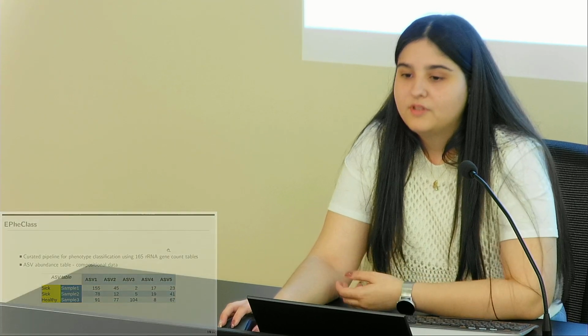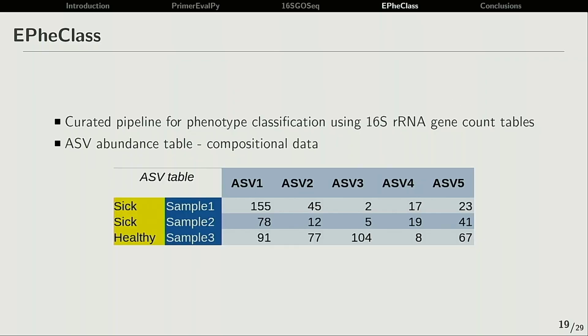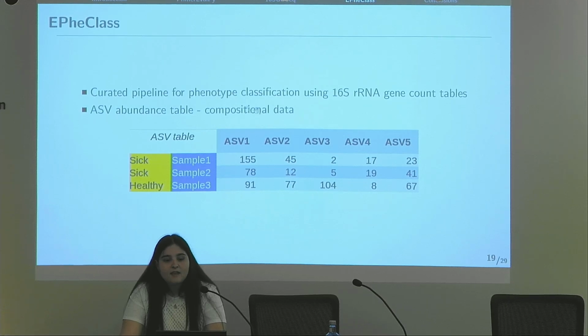So we propose F-class, which is a curated pipeline for phenotype classification. In this case, this is classification based on 16S RNA gene count tables. To perform this classification, we use ASV abundance tables. ASVs are amplicon sequence variants. We earlier said that in a genome we can find copies of the gene that are identical or different. So the variants of a genome are the copies that are different, removing those that are duplicates.